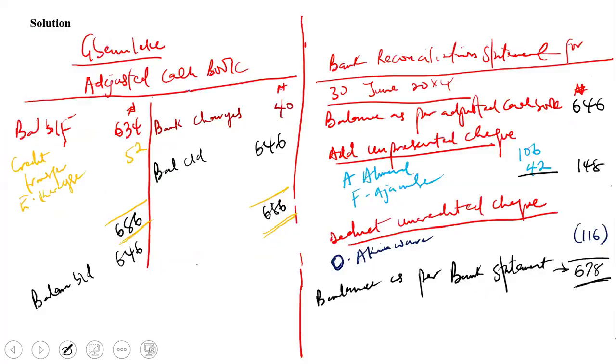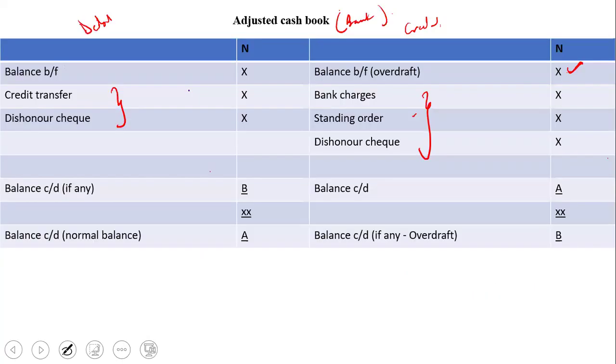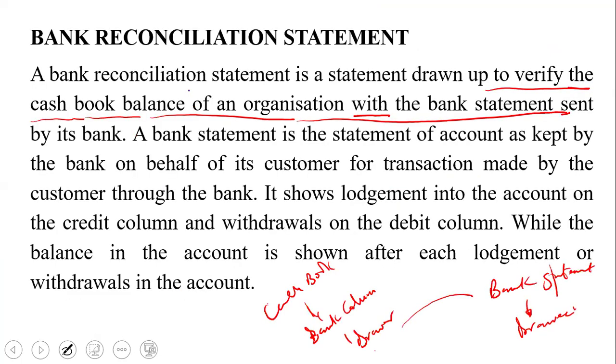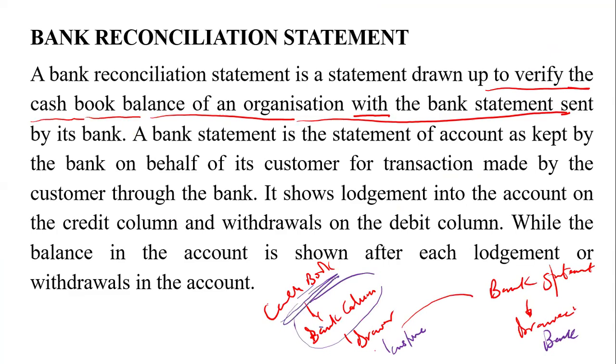So what we're going to look at, you've seen all what we have done under the bank reconciliation statement. We started from what is bank reconciliation, the parties to bank reconciliations. Don't forget, we said the drawer, the drawee. The drawee is the bank. Remember, I said that the customer is the one who prepares the bank column of the cash book, while the bank statement is prepared by the bank.